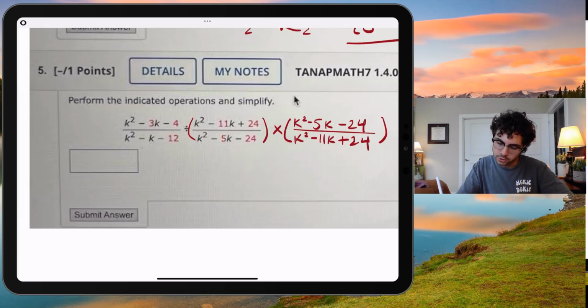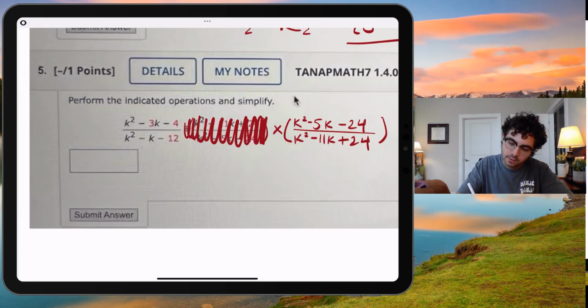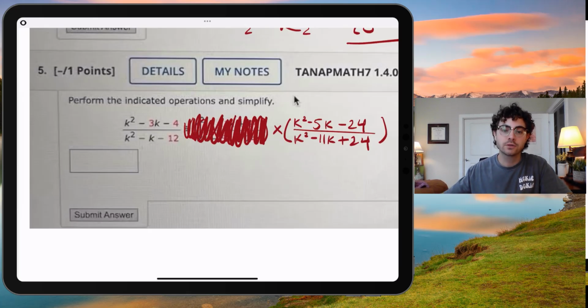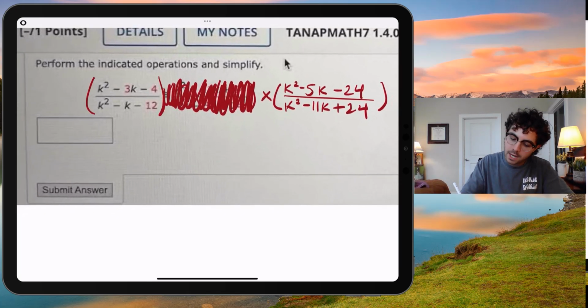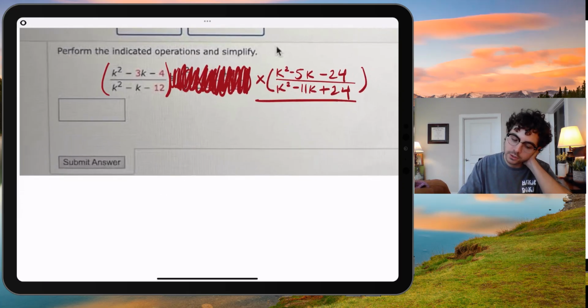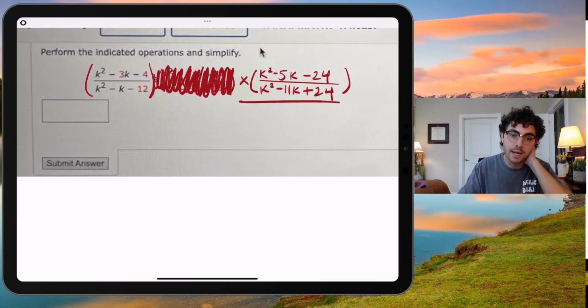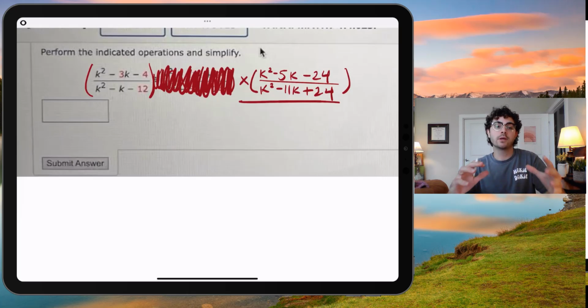Okay, make sure I got the signs right here. Okay, so now we're just going to ignore all of this because we have flipped it and changed the sign to multiplication. So keep, change, flip, if you will. So now what we are doing is multiplying this fraction by this fraction. And in order to do so, it's going to help to factor every single polynomial that we see here. So hopefully all these are very factorable.